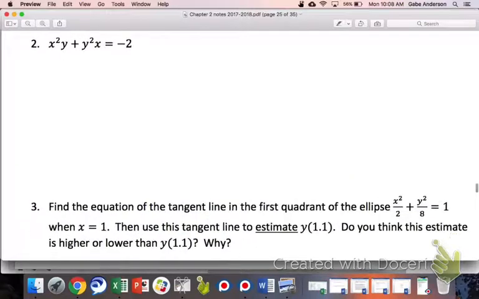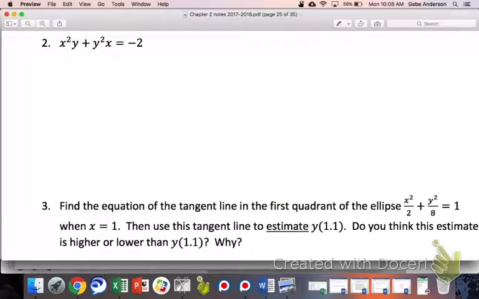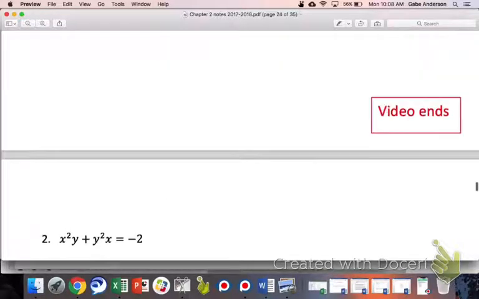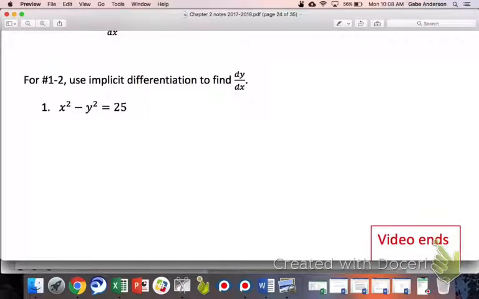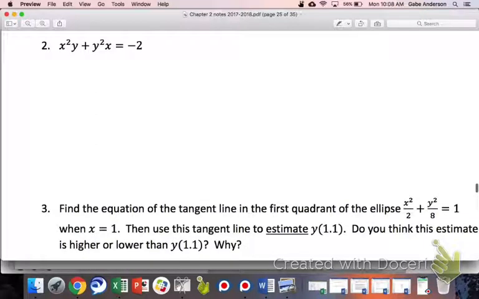You guys are quiet. Does this one look scary? Kinda. Okay, so let's do this. The instructions, by the way, sorry, the instructions are kind of cut off. The instructions say use implicit differentiation to find dy dx. So numbers 1 and 2 use implicit differentiation to find dy dx. Okay, you kind of have to. You don't really have a choice on method.